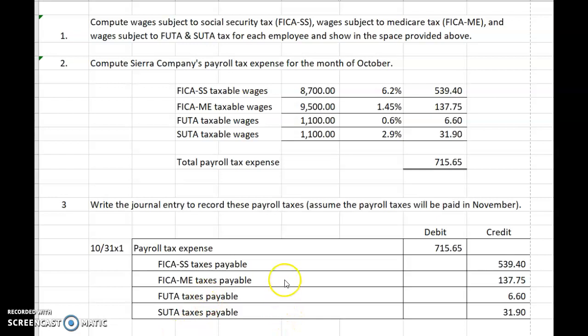That's all for this video. In the next video, we'll calculate the amount of tax to be withheld from the employee's gross wage. We'll calculate their withholding and their net paychecks, and we will write the related journal entries.